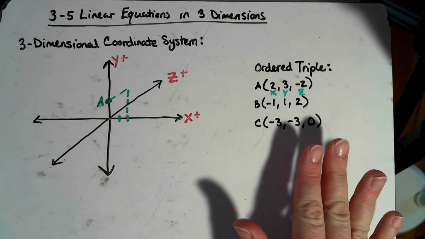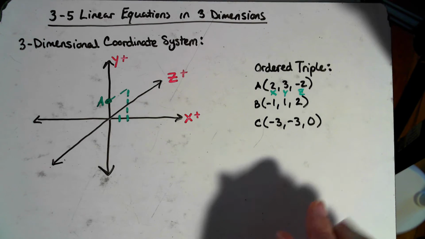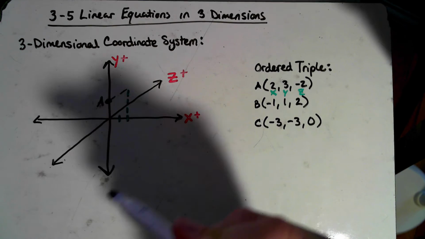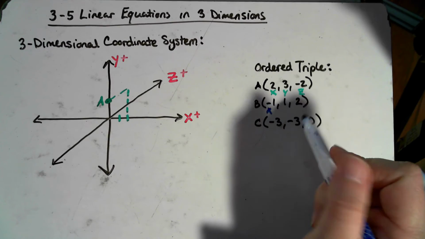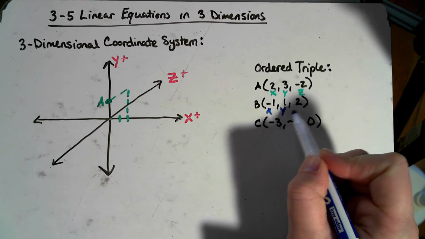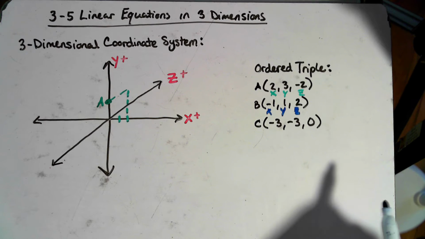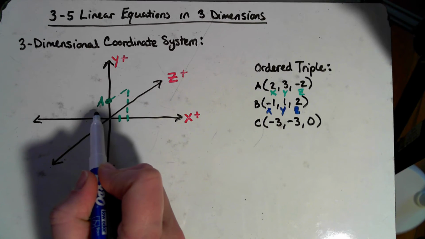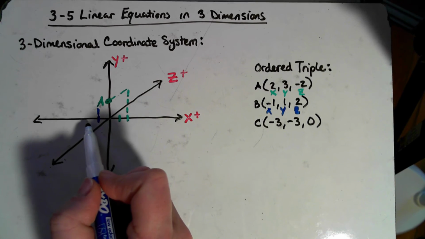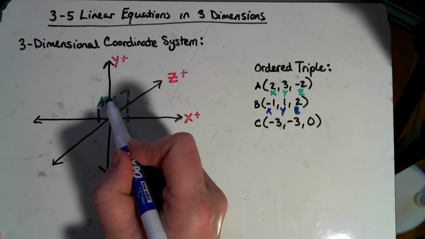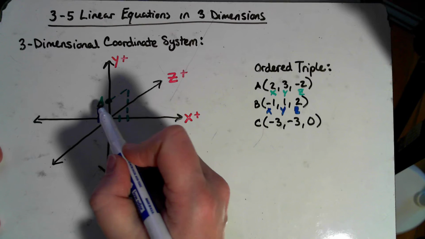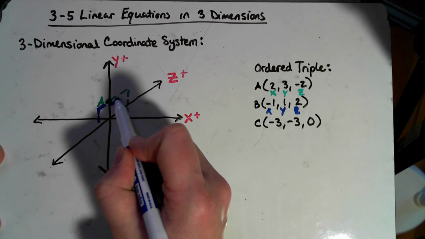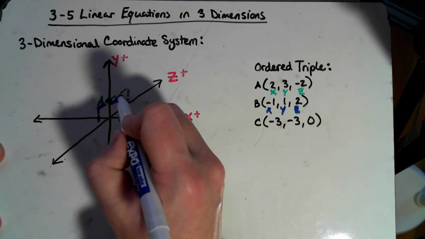Let me show you another example for point B. Point B is -1 on your x, 1 on your y, and 2 on your z. So on my x, I'm going to go -1. I'm going to go 1 up on my y, and +2 on my z. So that's headed in this direction. So 1, 2 on my z, and there it is for point B.